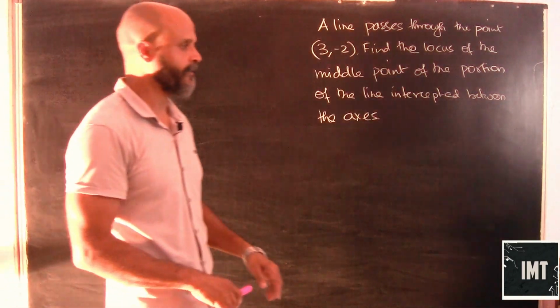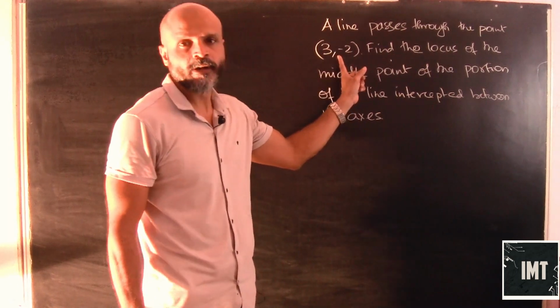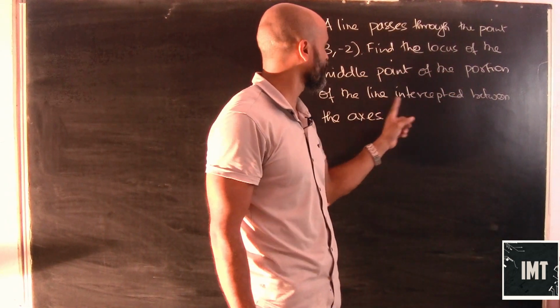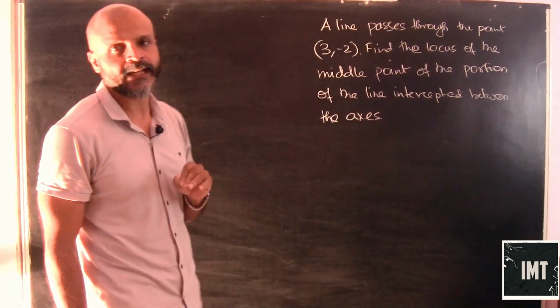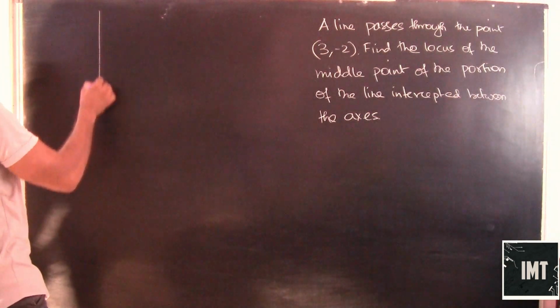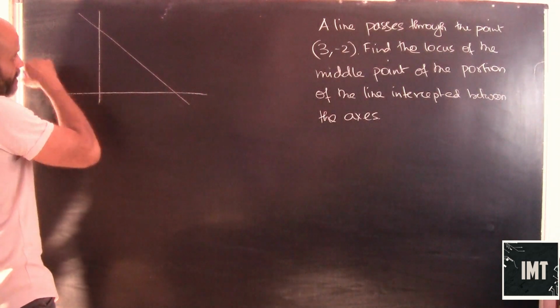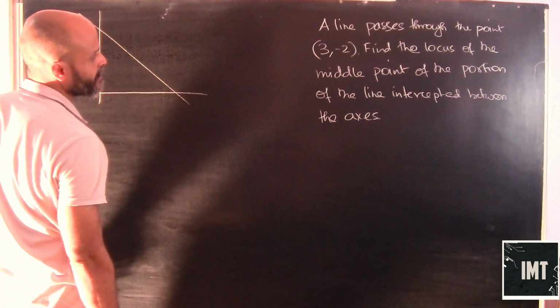Okay. So we have here a line that passes through the point (3, -2). Find the locus of the midpoint of the portion of the line intercepted between the axes. So let's look at this line here. This is basically the line which is going like this. It passes through the point (3, -2).